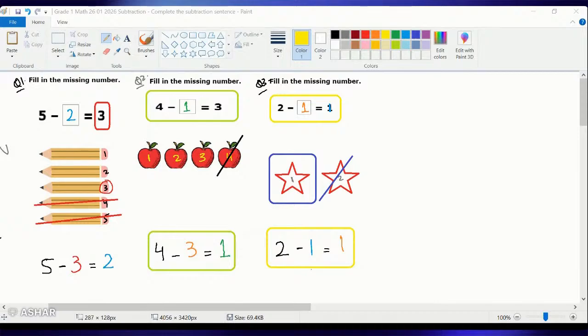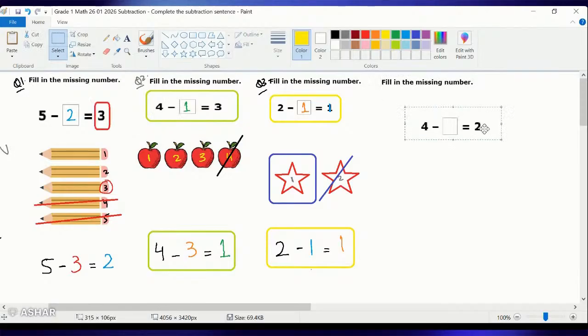Okay, let's have a look at the next question. The next question says fill in the missing numbers. And the numbers given are 4 minus something should be equals to 2. The question is right there on the screen.